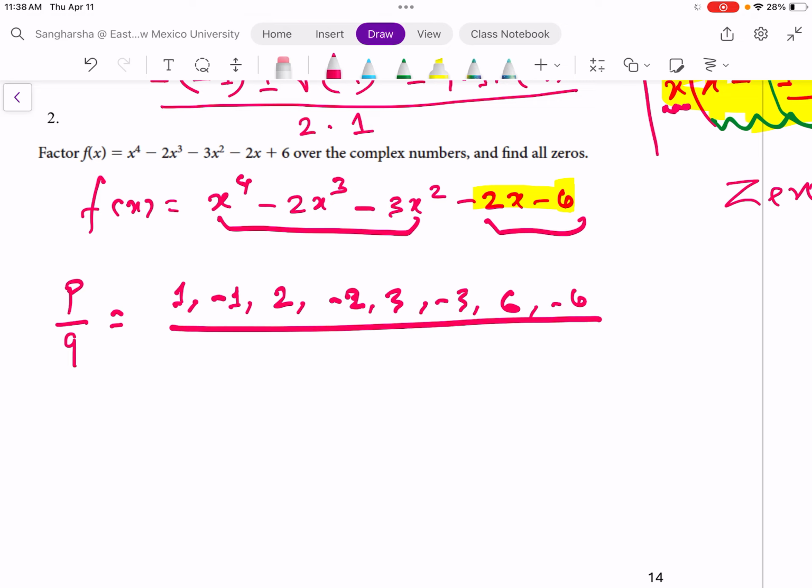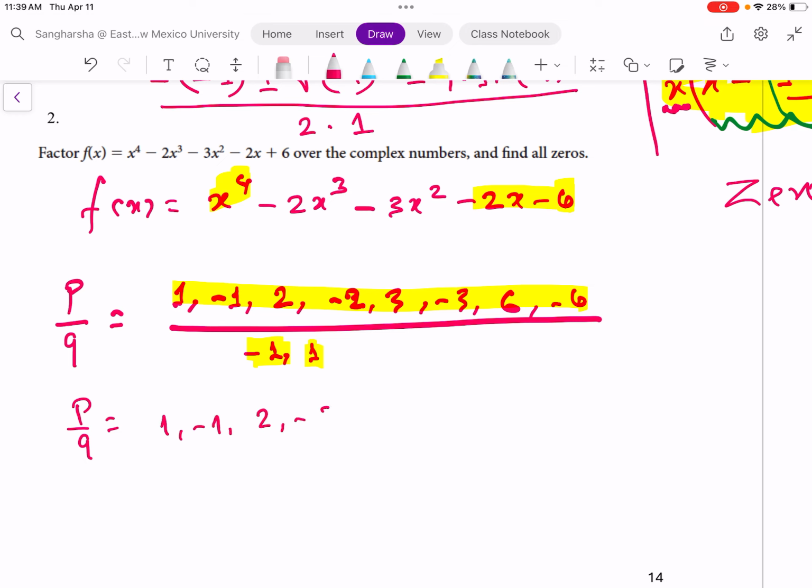And q is the factor of the coefficient of the leading term. Our leading term is x to the power 4, and its coefficient is 1. Its factors are -1 and +1, right? If you divide all these numbers by -1 and +1 one by one, we get the same numerators. So p over q is 1, -1, 2, -2, 3, -3, 6, -6.